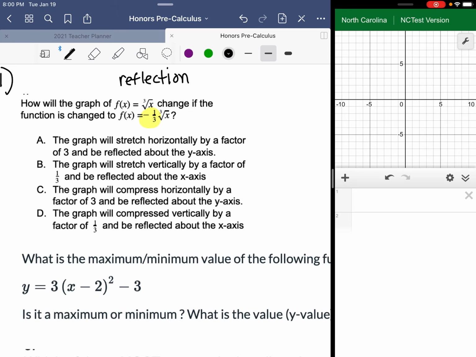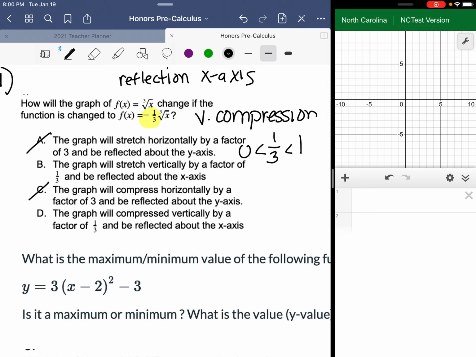So if I look at my options, I can go ahead and get rid of A and C. And then 1/3. So that's going to be a vertical compression, and it's a vertical compression because 1/3 falls between 0 and 1. So we're going to do a vertical compression, which is D.